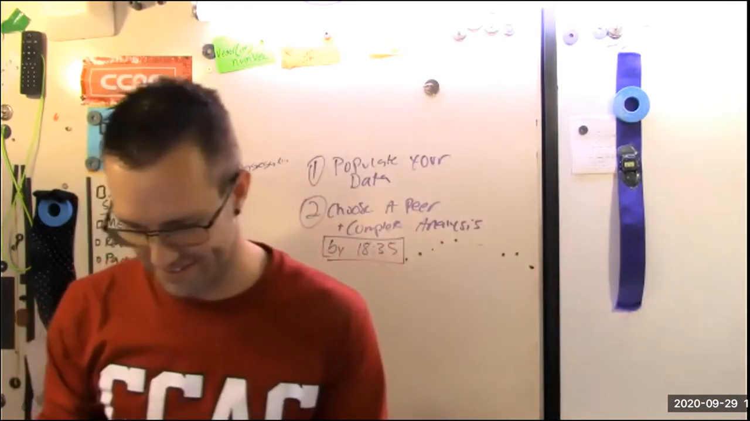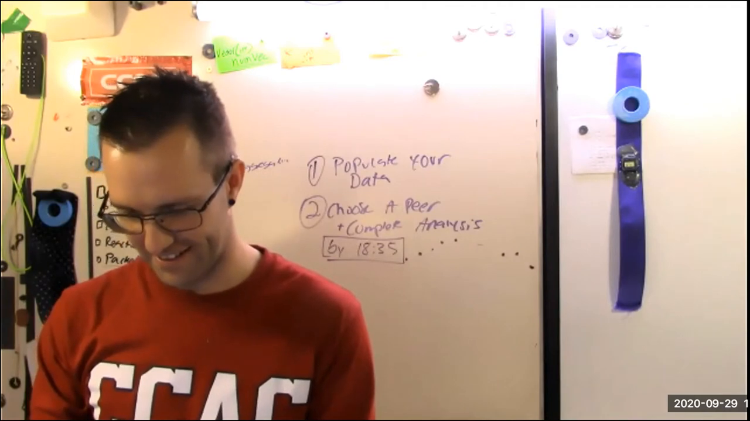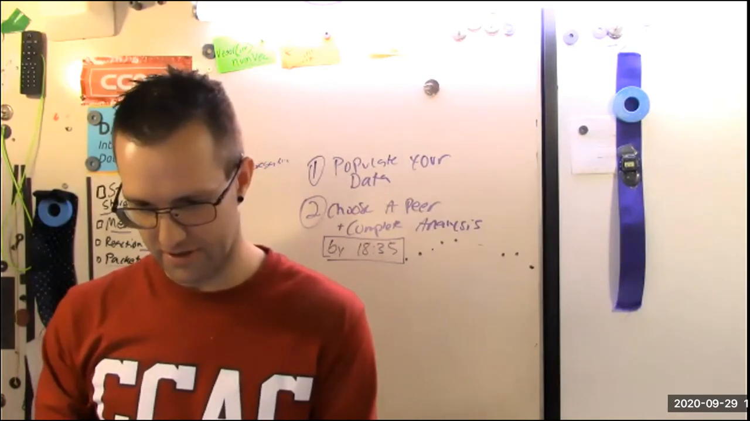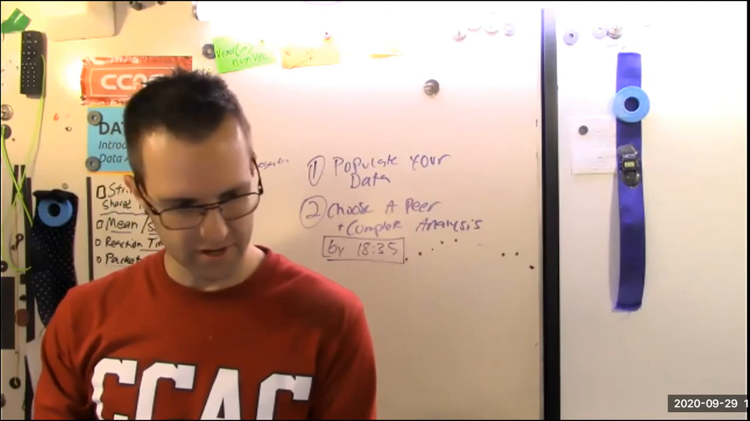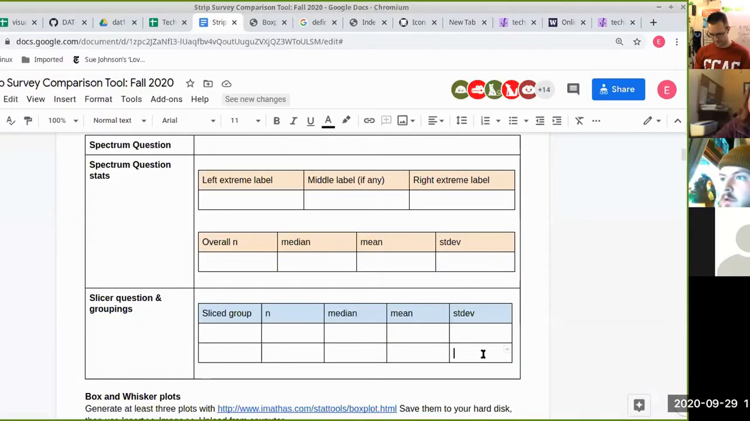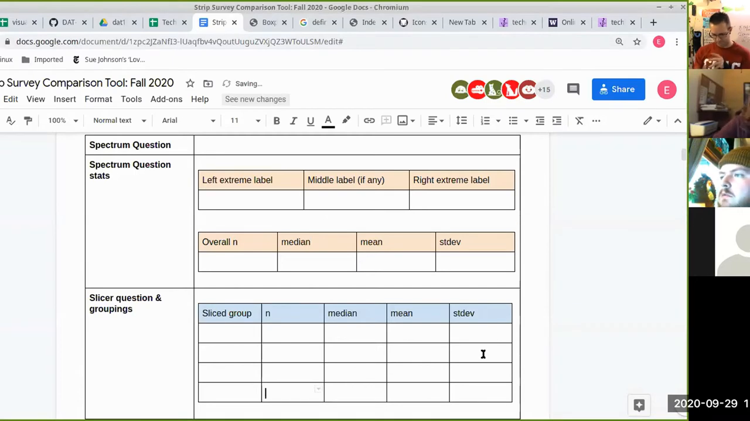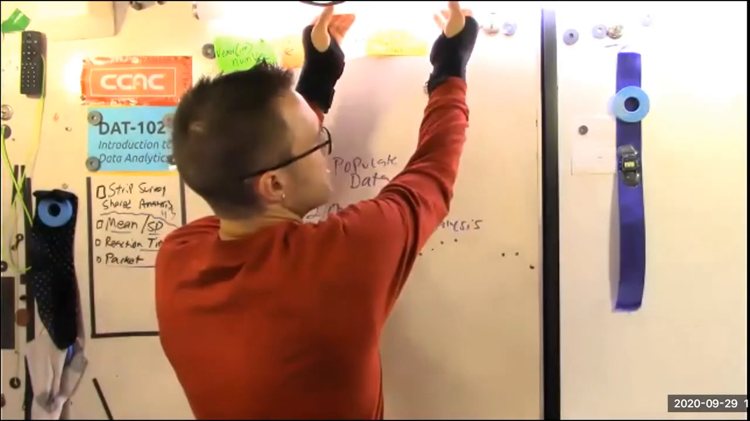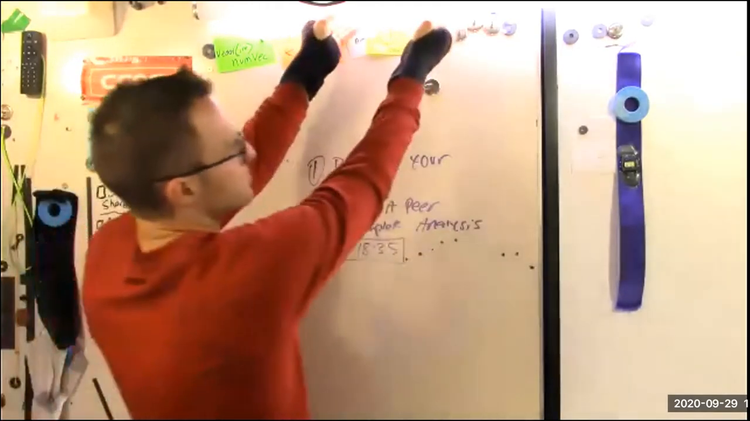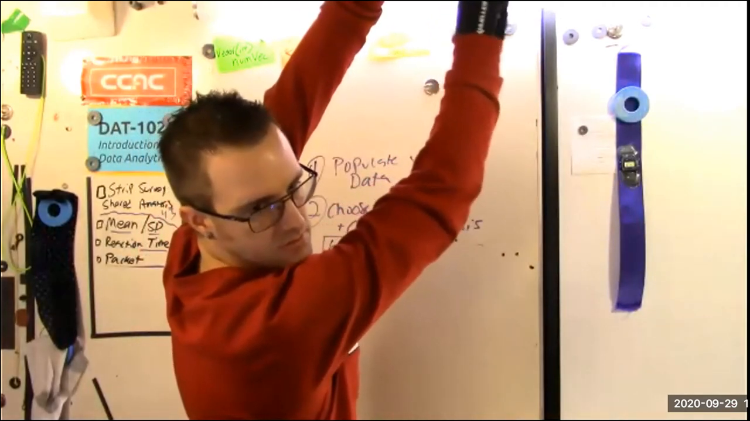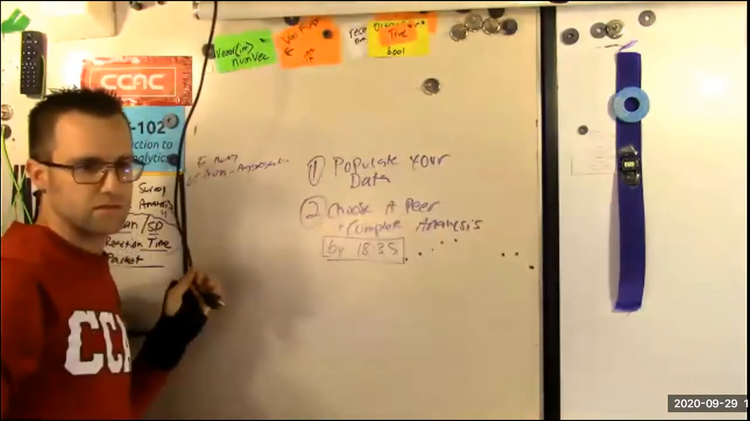Okay, this is the Google magic. This is the fun part. I have four slicer groups. How do I make another one? Two more rows for my... Yep, put your cursor in the lower right cell and then hit tab. So if I put it here, I just hit tab and it gives you more rows. Okay, thank you. I think that's better.